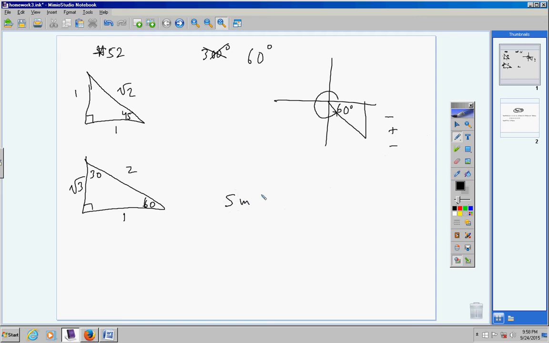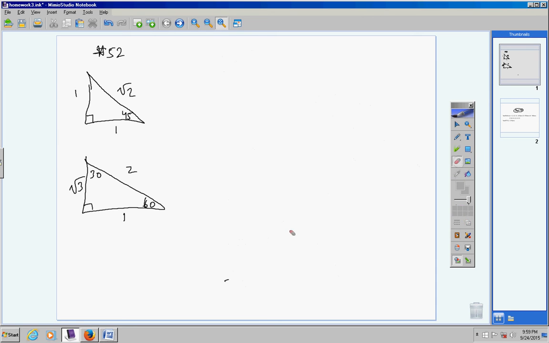So here we go. The sine of 60 equals negative answer. What's the sine of 60? Opposite over hypotenuse, square root of 3 over 2. Cosine of 60 is positive. That would be adjacent over hypotenuse, 1/2. Tangent of 60 would be negative. Opposite over adjacent, square root of 3 over 1, or just square root of 3. Just like that, we're finished, okay? Alright, moving on to number 54.